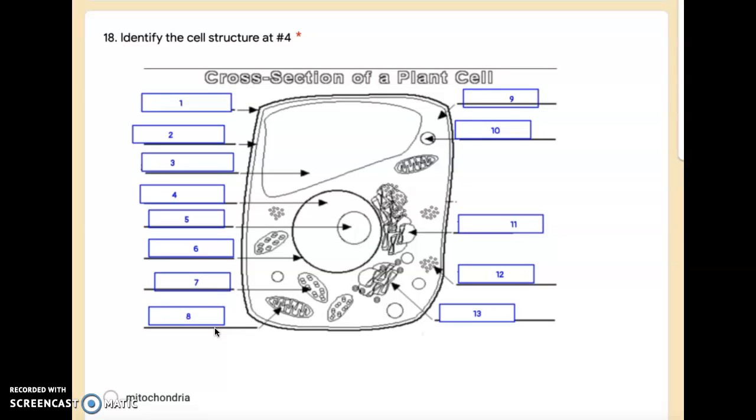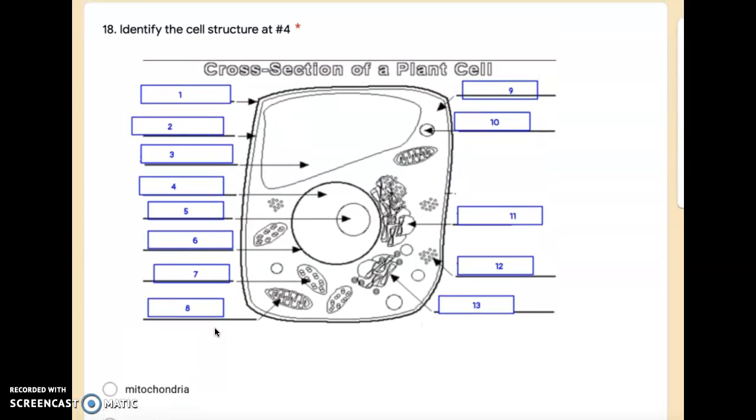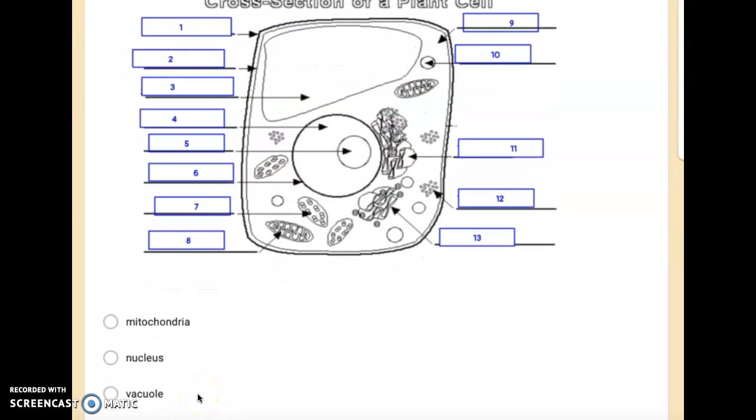Number 18. Identify the cell structure at number 4. Number 4 is pointing to this circle in the middle of the cell. Is that the mitochondria, the nucleus, or vacuole?